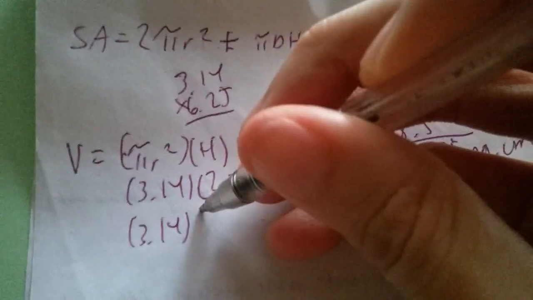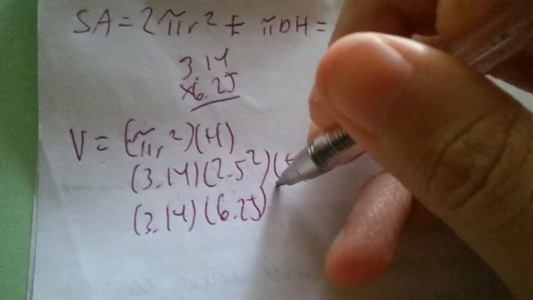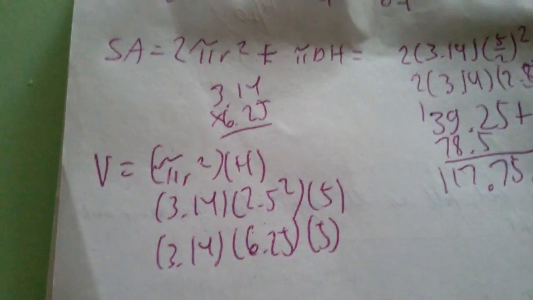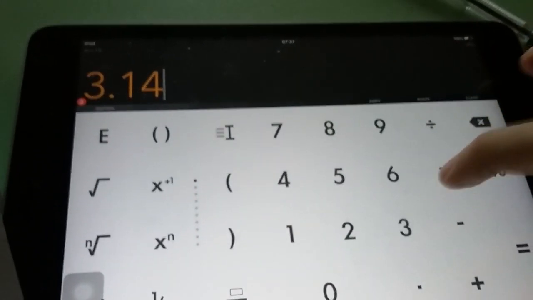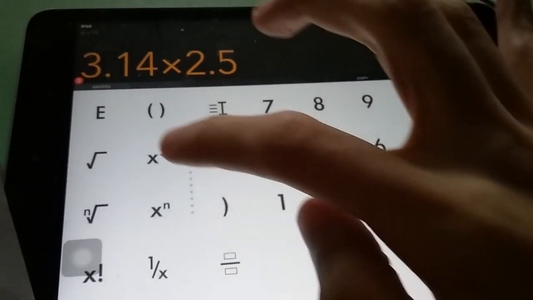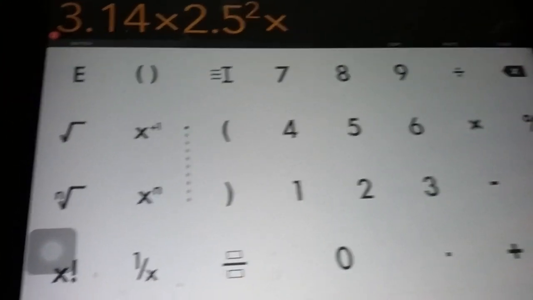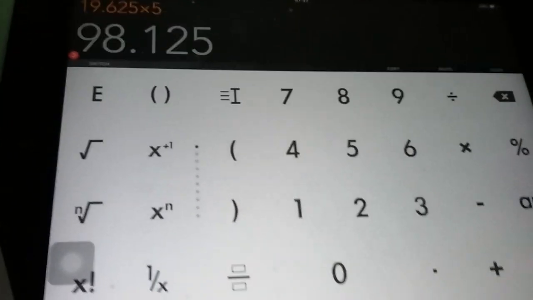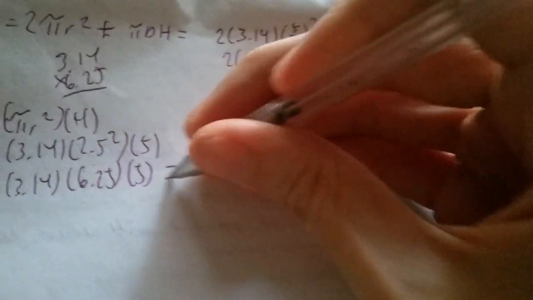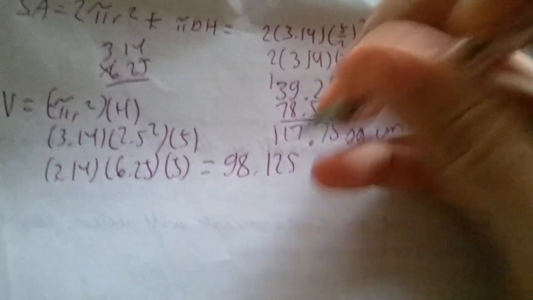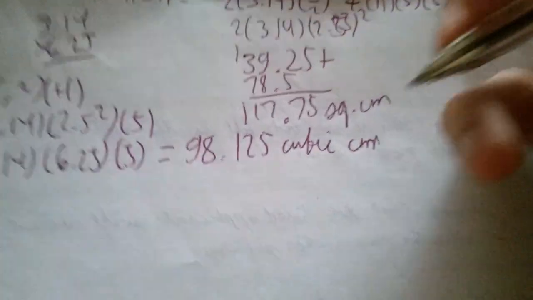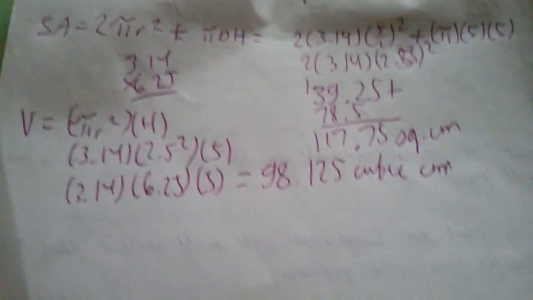2.5 squared is still 6.25. Remember, we already got this one, right? And let's just do it in a calculator so it's faster. So, 3.14 times 2.5 squared, which is the area of one circle. Remember, we still get this one. Then multiply it by the height. So the volume is 98.125 cubic centimeters.